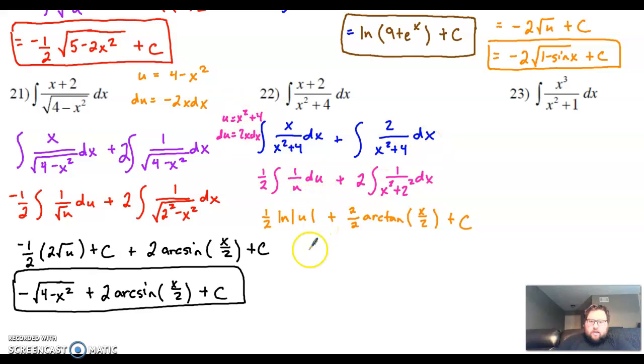All right, little cleaning up to do. We need to plug our u back in here. I'm actually going to pull that 1/2 up as well. So this is going to be ln of the square root of x squared plus 4. 2 over 2 cancels out, so plus arctan of x over 2 plus c.